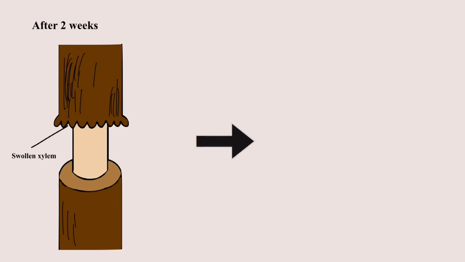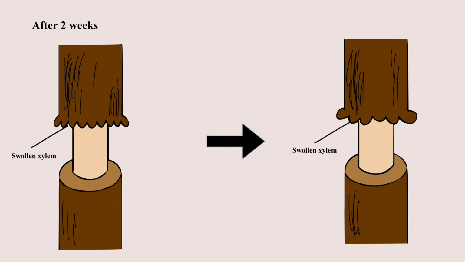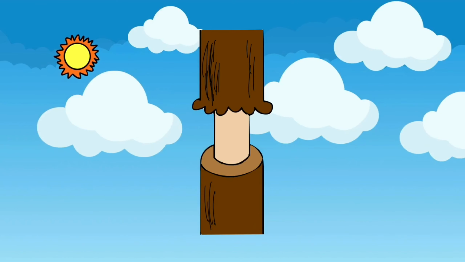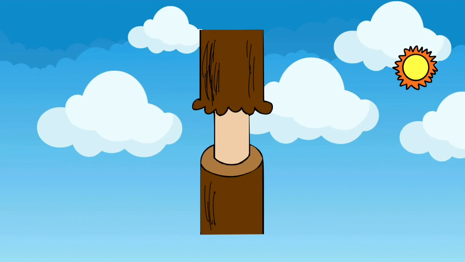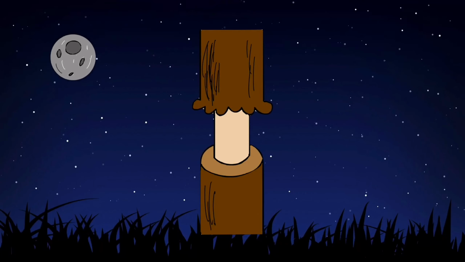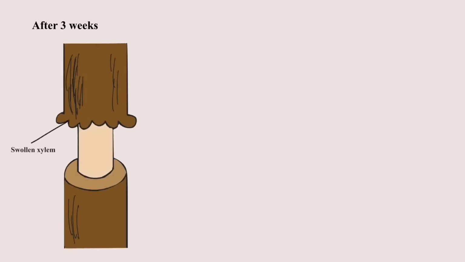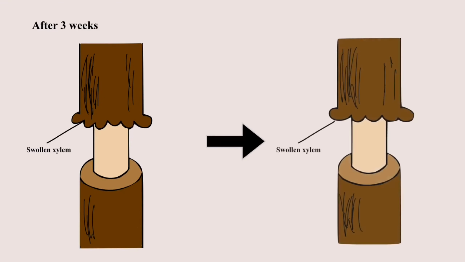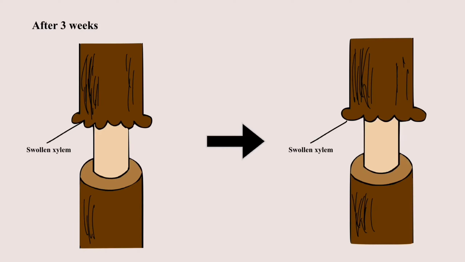After 2 weeks, the stem becomes more swollen than before. You can see the differences of swollen xylem before this and after 2 weeks on the diagram shown. Then, the plant is left for 1 more week. After 3 weeks, we can see the differences of the swollen xylem. We can observe that the stem is more swollen than last week.